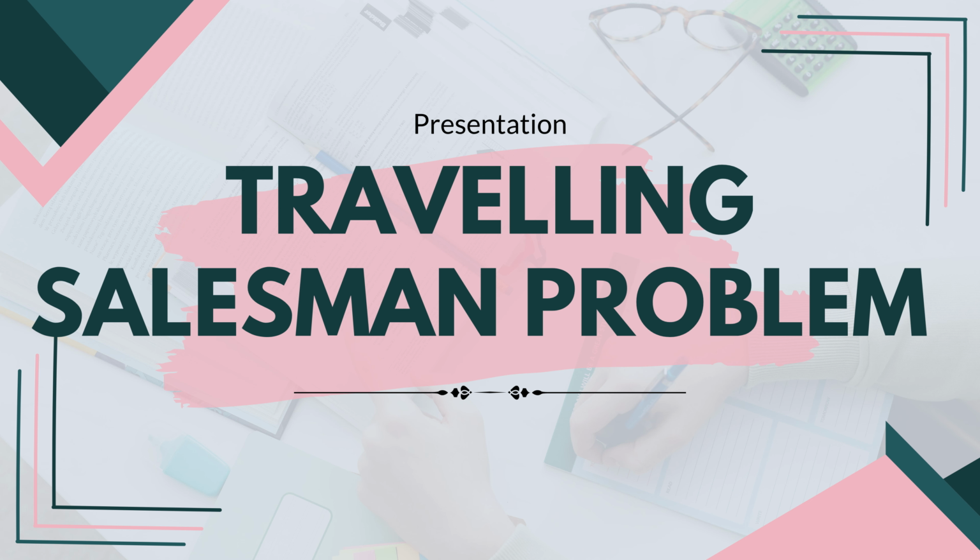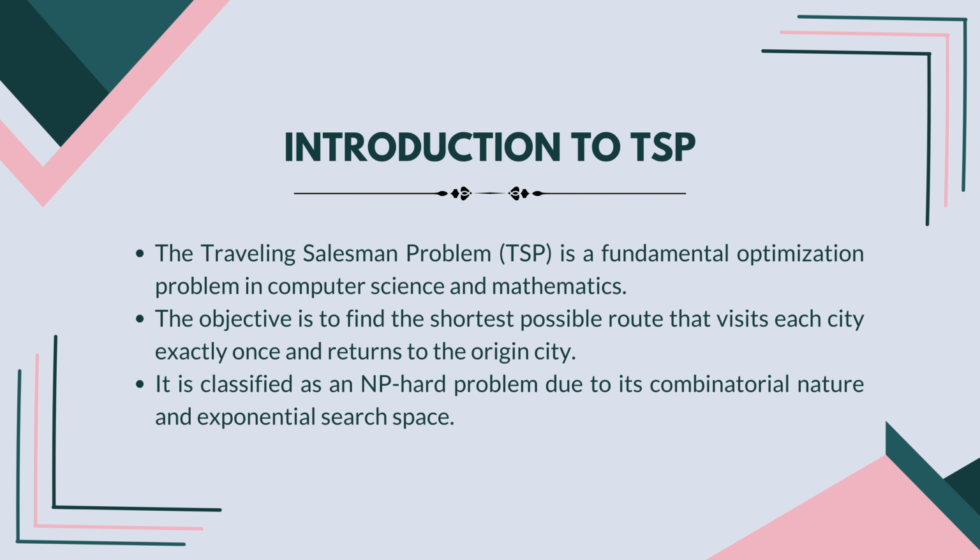Greetings. Today, we will explore the fascinating world of the traveling salesman problem, more commonly known as TSP. This problem involves finding the shortest route that visits a series of cities exactly once and returns to the starting point.